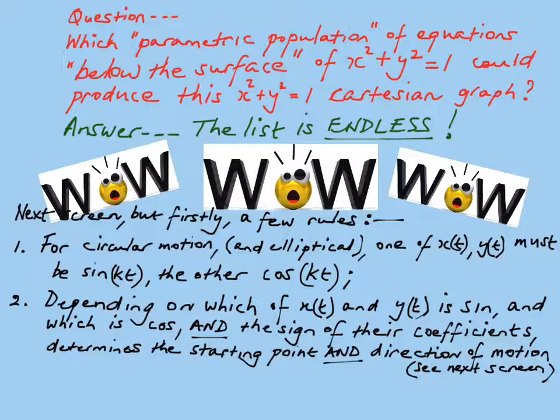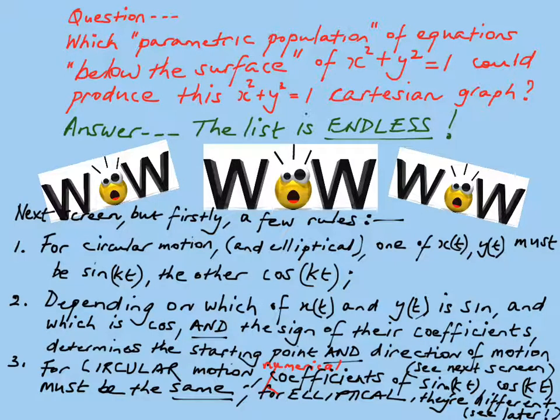So go over point 1 again. For circular motion and elliptical motion, one of x and y has to be sine and the other one has to be cos, right? Point 2, depending on which is sine and which is cos and which is plus and which is minus, or whether they're both minus or whether they're both plus, it doesn't matter, but that determines both the starting point and the direction of motion, yeah?